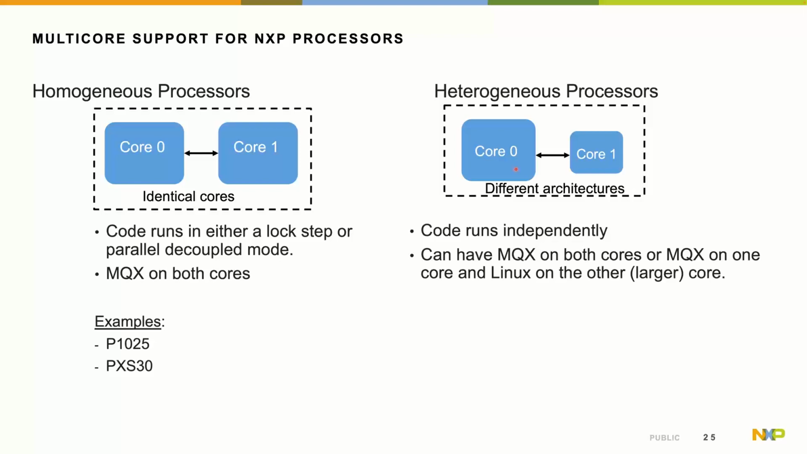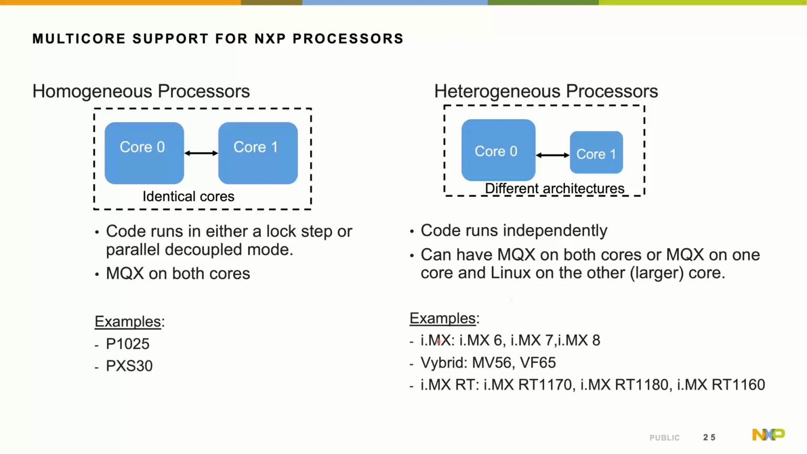Linux has embedded in it RP message, which you heard me refer to. MQX has an enhanced version of RP message, which is compatible with the Linux version. And it supports multiple pipes, and each pipe can have multiple endpoints, and that's all configurable on the fly.